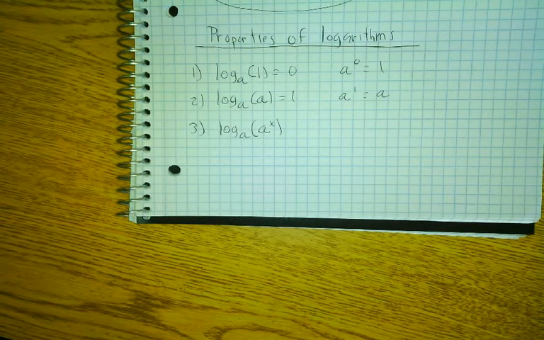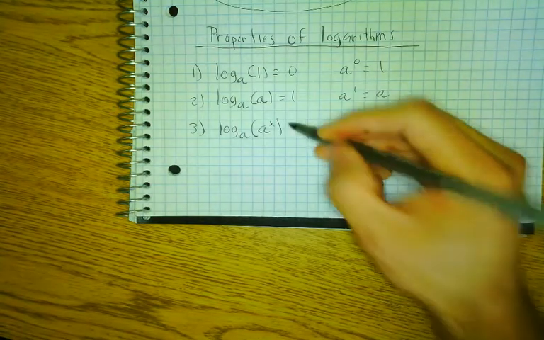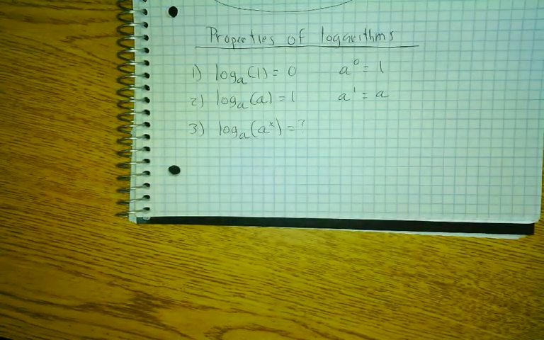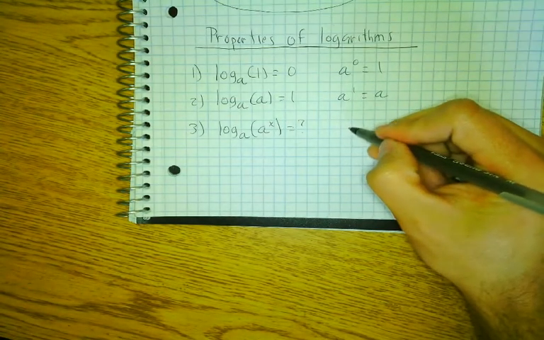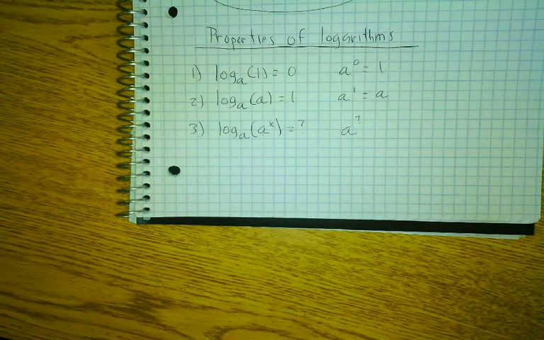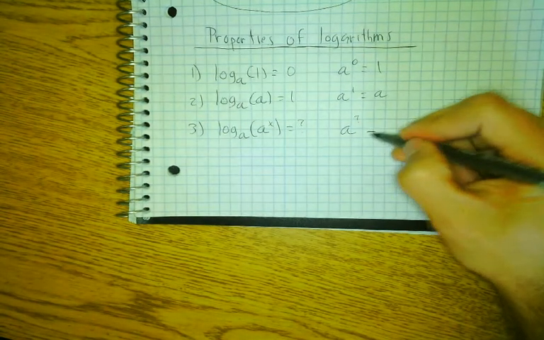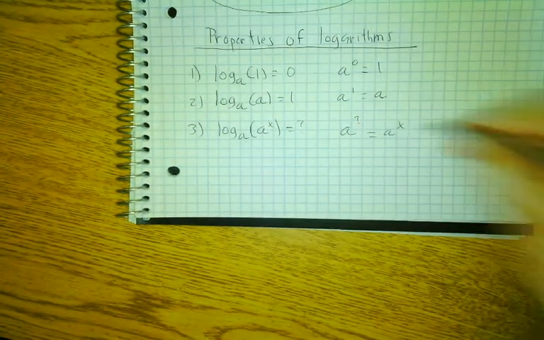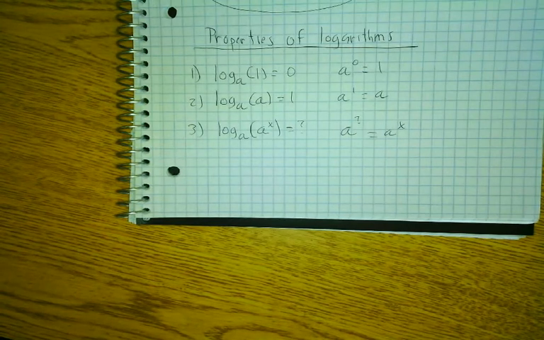X times what, I'm sorry? Well, if you're stuck, could you turn this into an exponential? Right now you don't know what it's equal to, so I'm going to put a question mark. So turn it into an exponential. What would this look like? A to the question mark, which is what I'm looking for, is equal to A to the power of x. So what is the question mark?